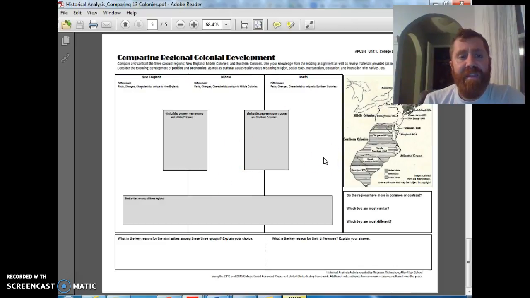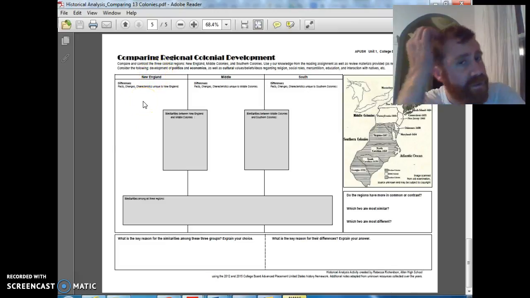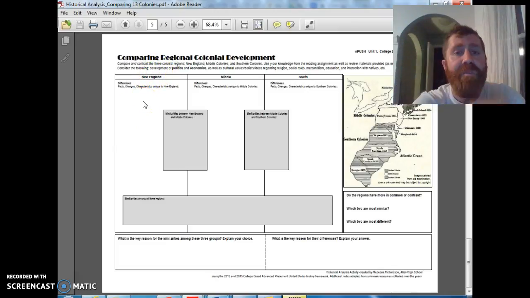You don't want to just write these down and not know any of the context surrounding it, because the very next step, after you have identified the key facts, characteristics, people, groups, events that are unique to each region, you're going to be asked to outline some similarities between the New England and middle colonies, outline some similarities between the middle colonies and the southern colonies, and outline some similarities among all three regions.